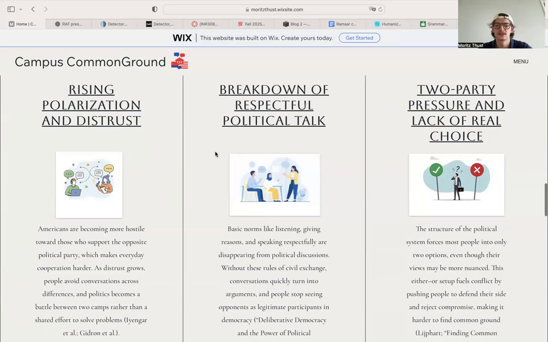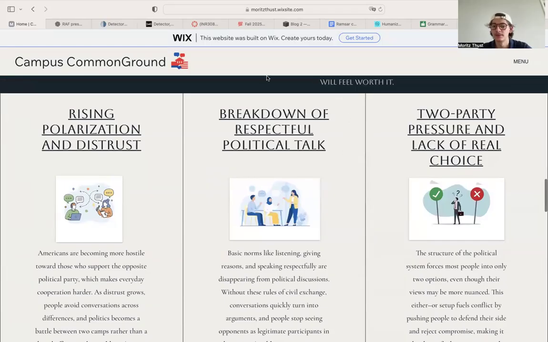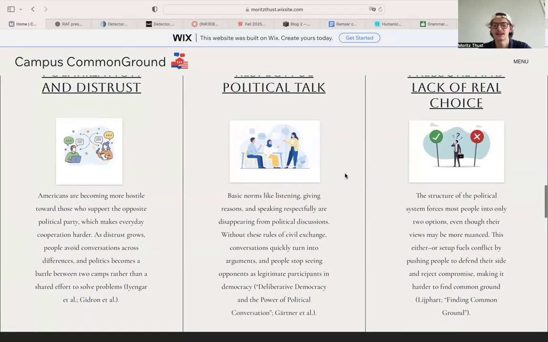Secondly, we have breakdown of the respectful political talk, which is basically incentivizing people to use certain rules while arguing to keep it respectful and to actually have an efficient way of finding that common ground, right? Because if people are just screaming at each other, accusing each other of certain things, you're not going to be able to come together and find a consensus on which you can work.